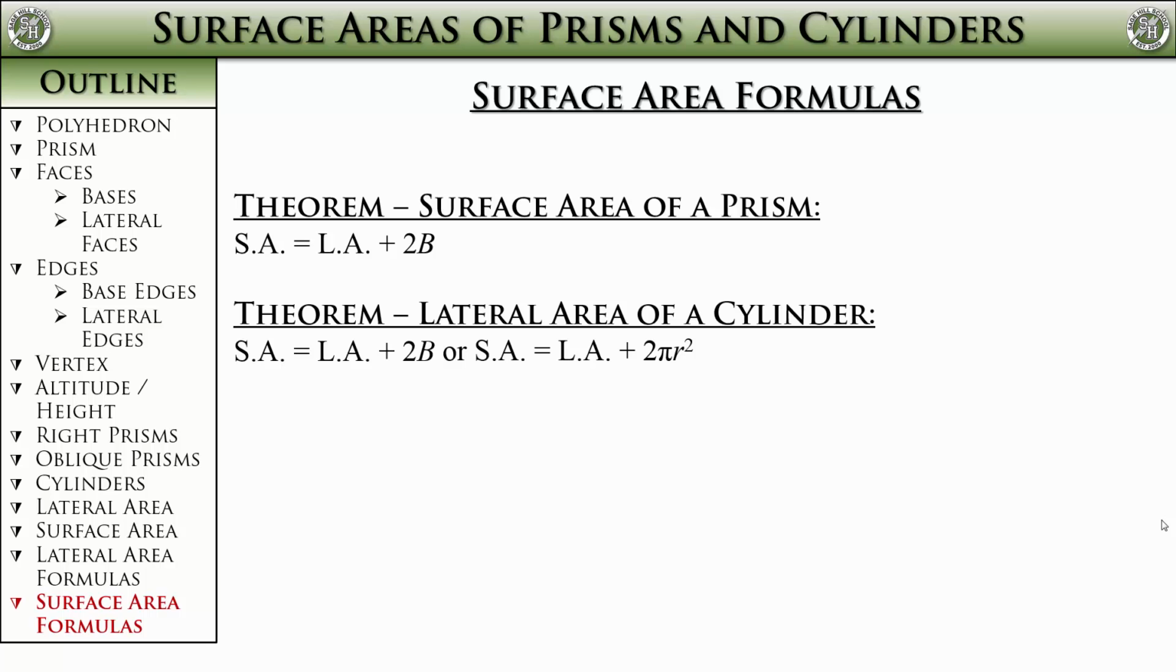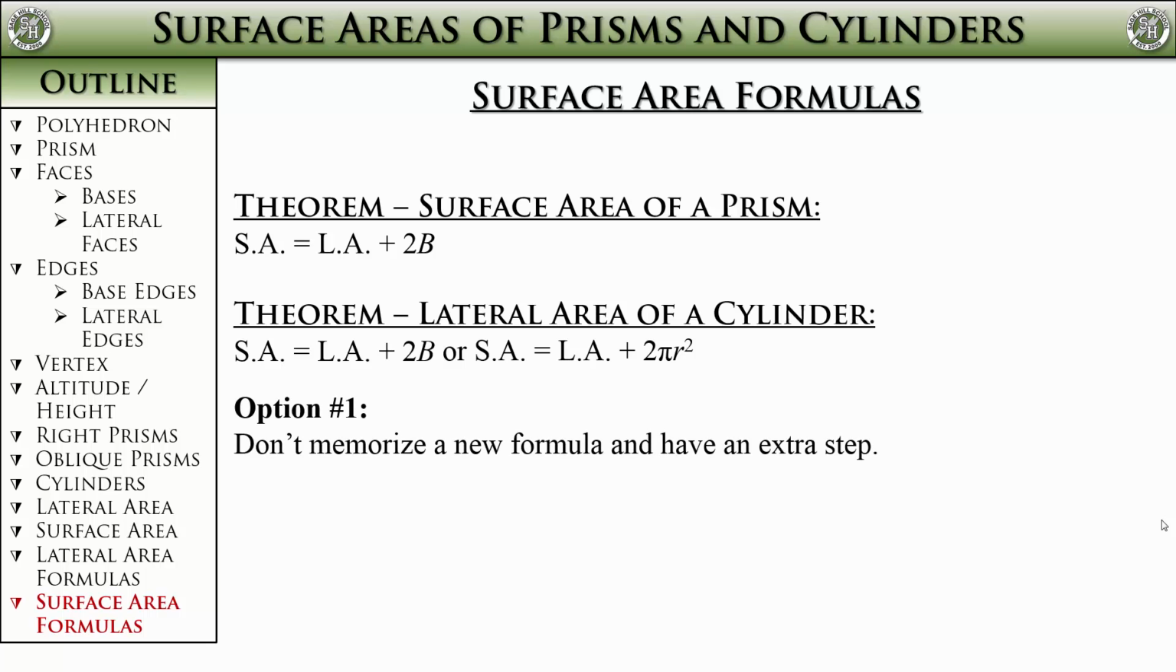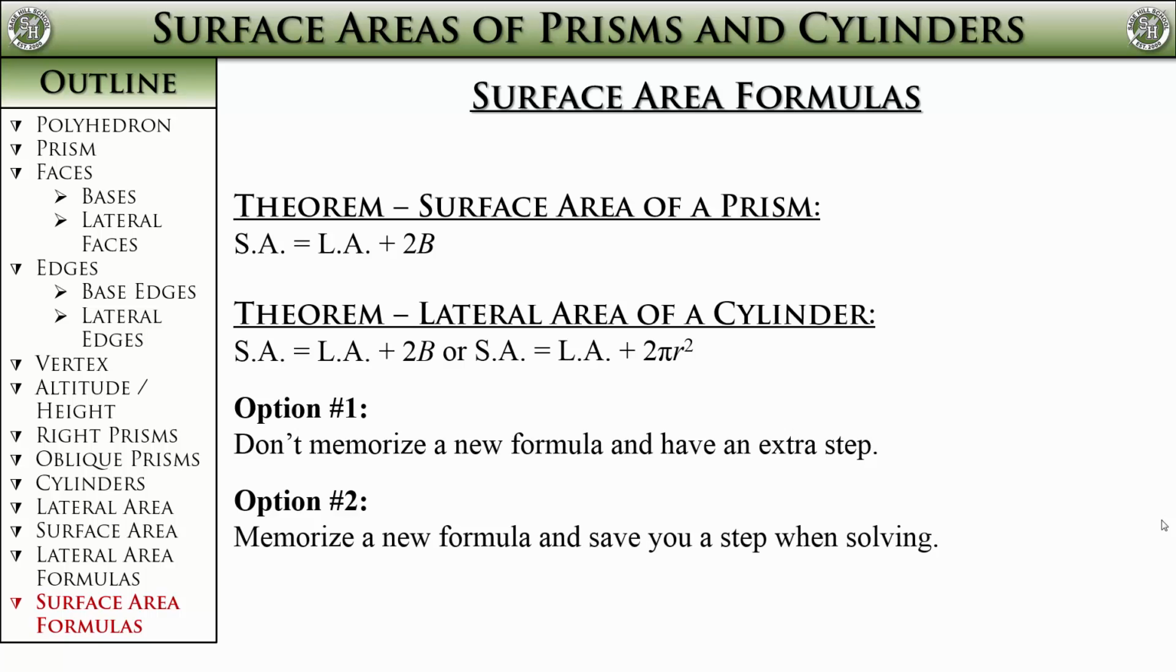You're faced with the same decision. Do you want to skip memorizing a new formula, but have an extra step when solving, namely replacing B with pi r squared every single time? Or do you want to go ahead and memorize the cylinder-specific formula and save yourself a step? The choice is yours.